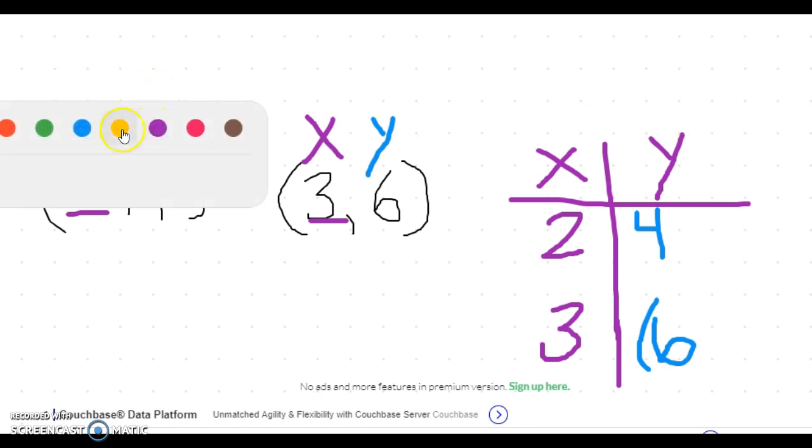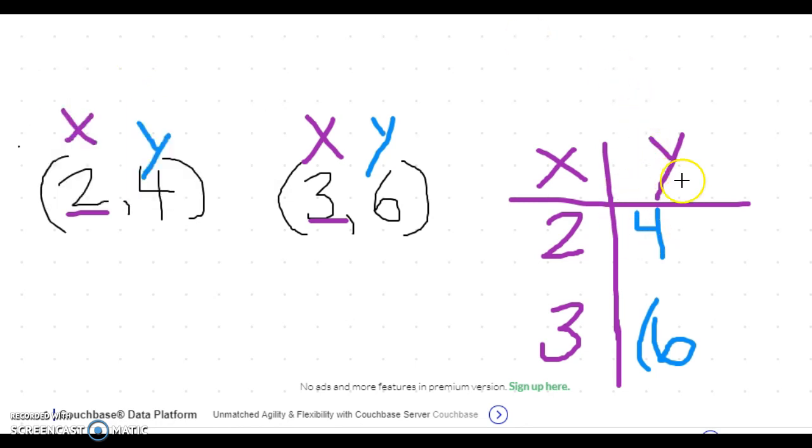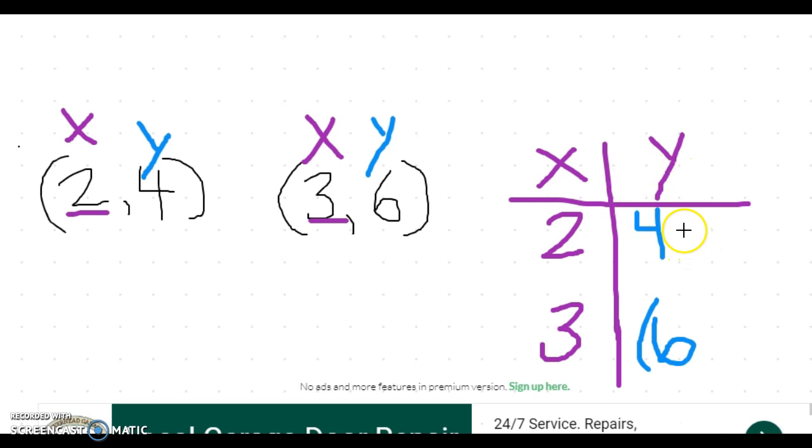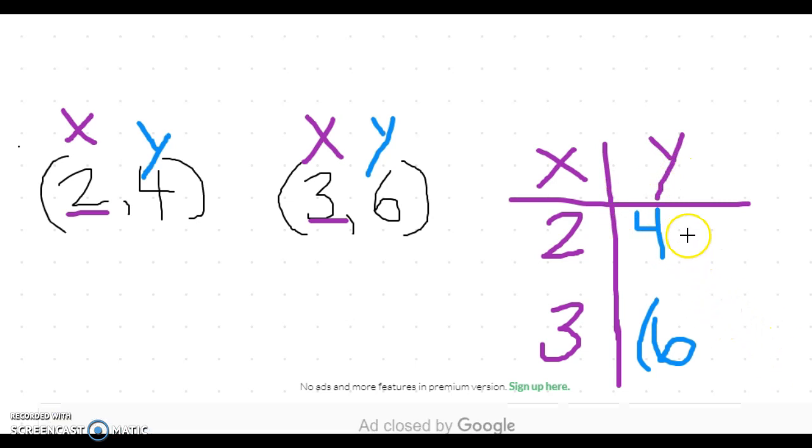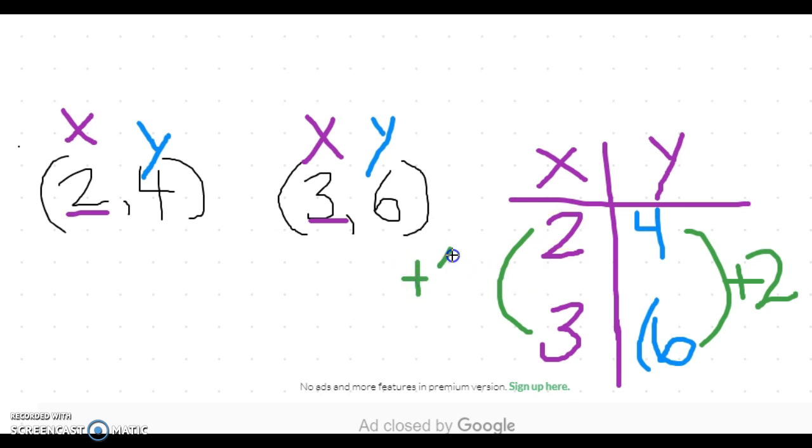divided by the change in x, because that is the definition of slope. So I'm going to look at my change in y first, and I see that to go from 4 up to 6, I have to add 2. So that is change in y. Slope is change in y divided by change in x. So now I need change in x. To go from 2 to 3, I would add 1.